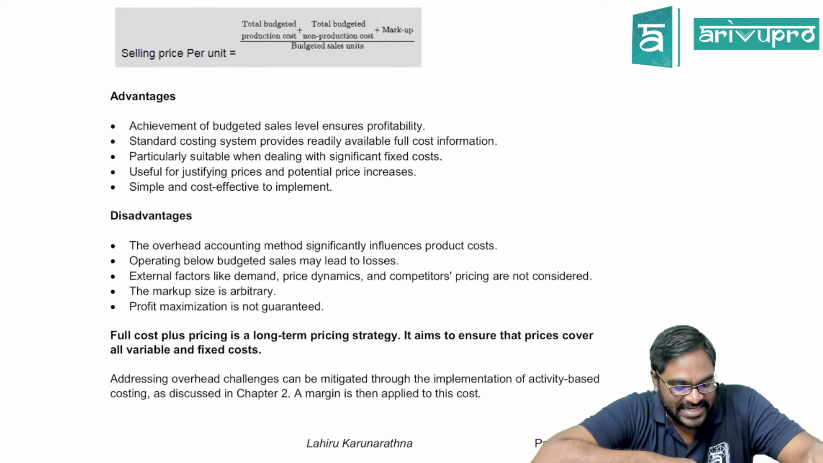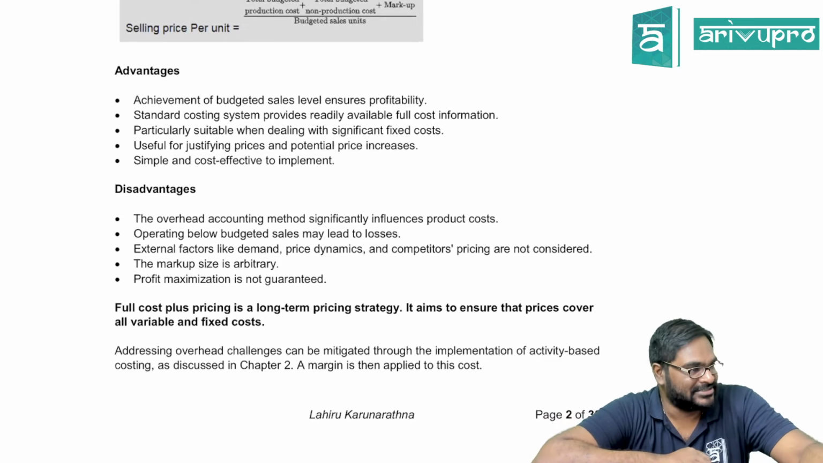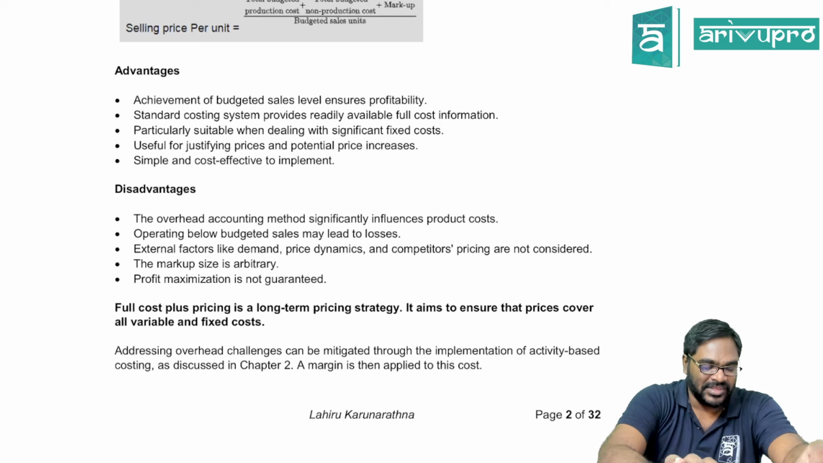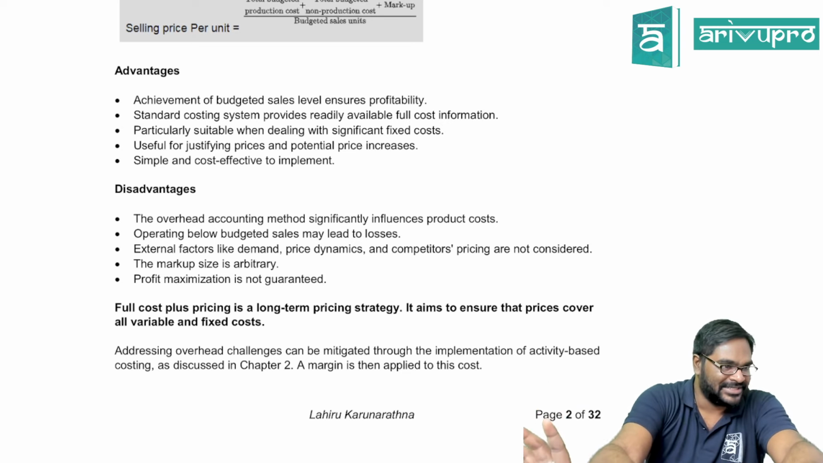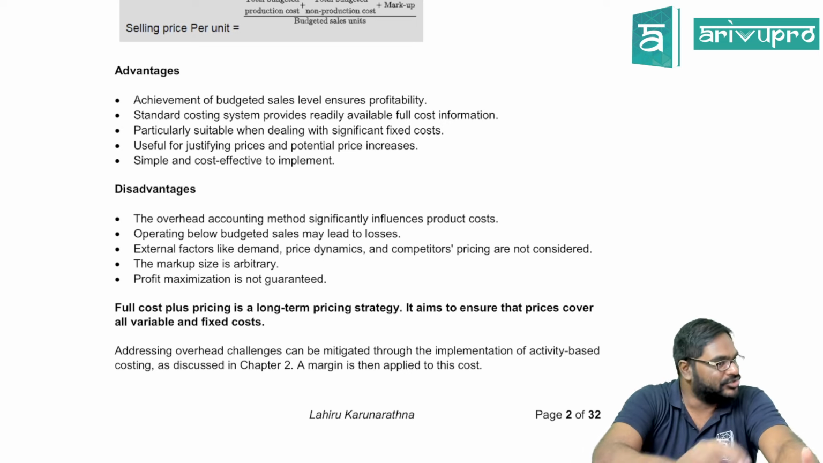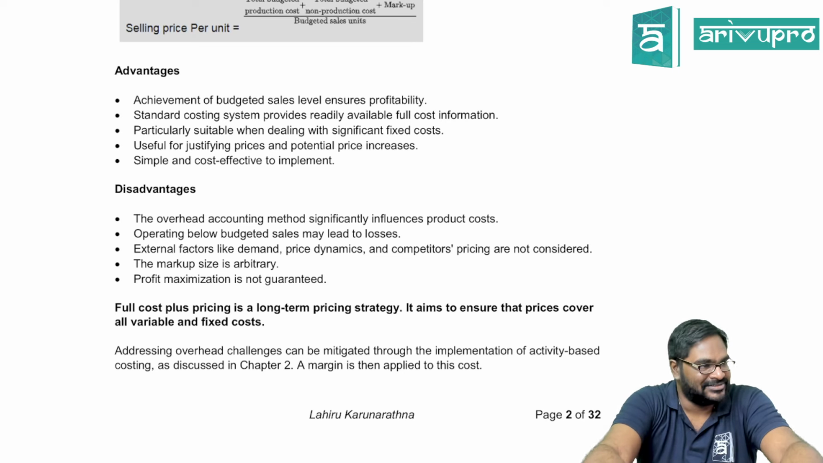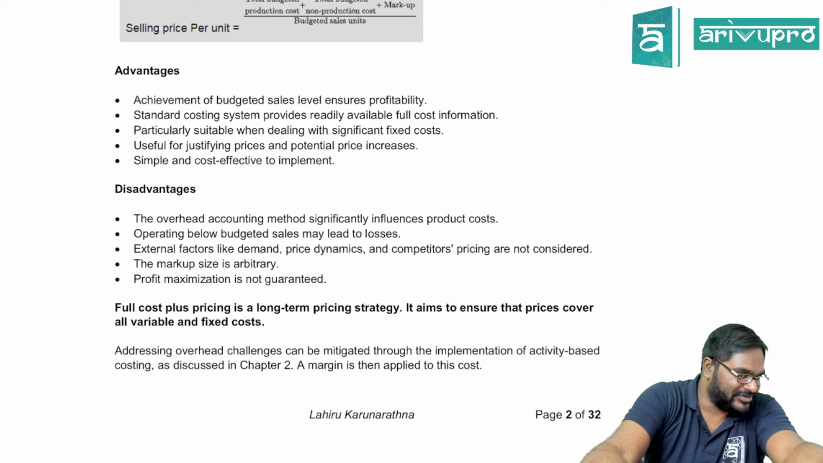Second one, operating below the budgeted sales may lead to a loss. Whatever you do, you have to make sure you achieve the budgeted sales units. Because even if you are one unit short, you don't have any buffer, you will be at a loss, because you went ahead with exactly your budgeted sales. So a small movement in your actual sales compared to your budgeted sales will result in a loss, because your buffer is very tiny here. Are we good?